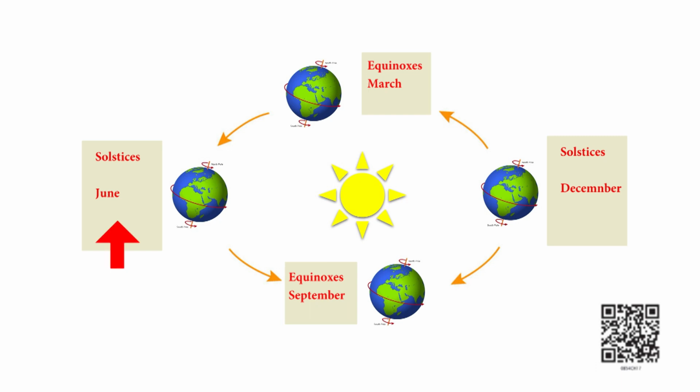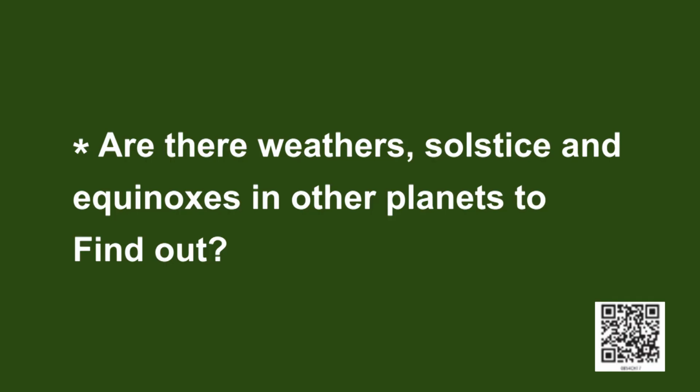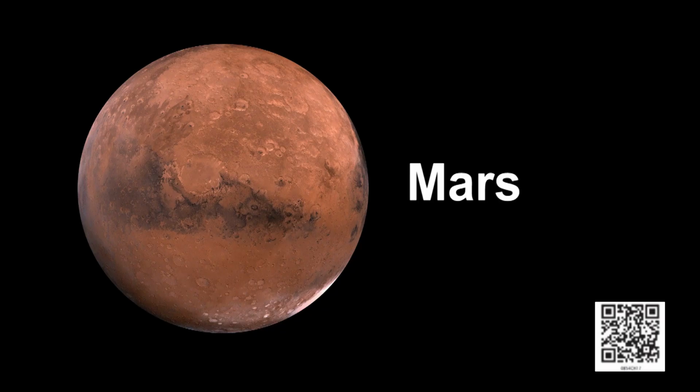During the June solstice, the North Pole is tilted towards the Sun, and hence the Sun appears to be at the northernmost position in the sky. During the December solstice, the North Pole is tilted farthest away from the Sun, and hence the Sun appears to be at the southernmost point in the sky. Now, here is a question for you. Are there weathers, solstices and equinoxes in other planets too? Find out.